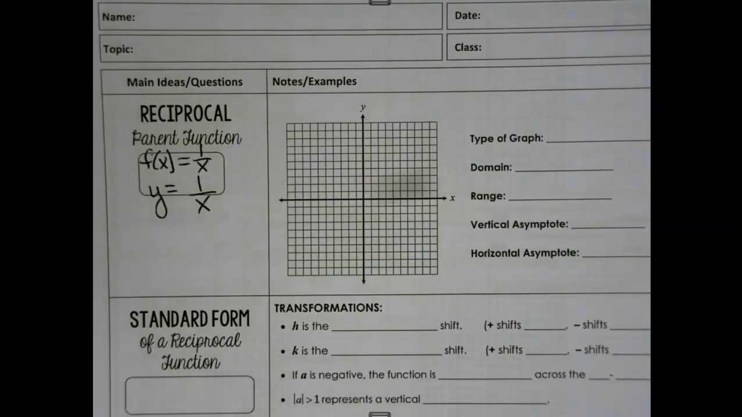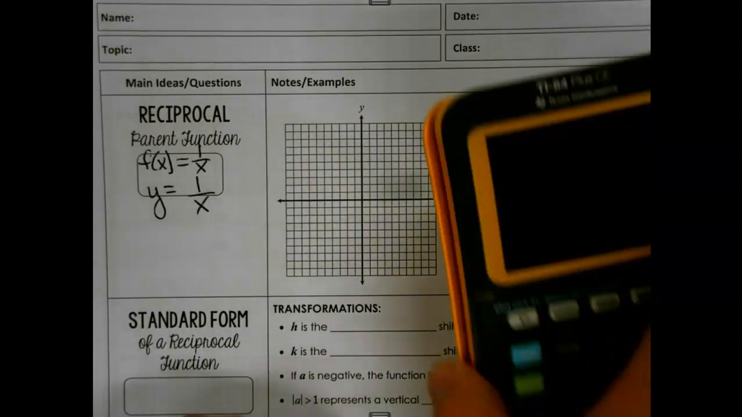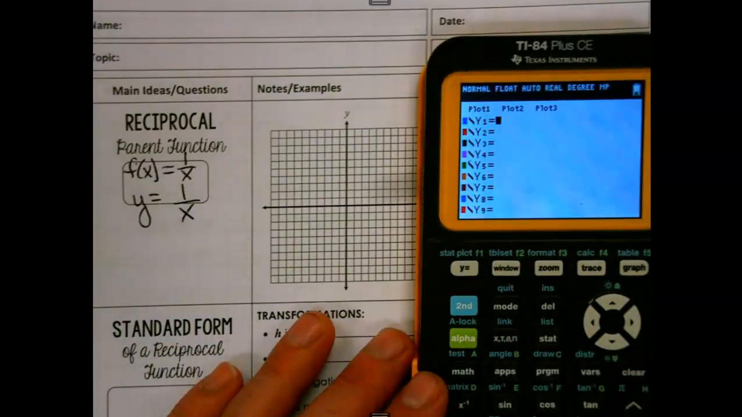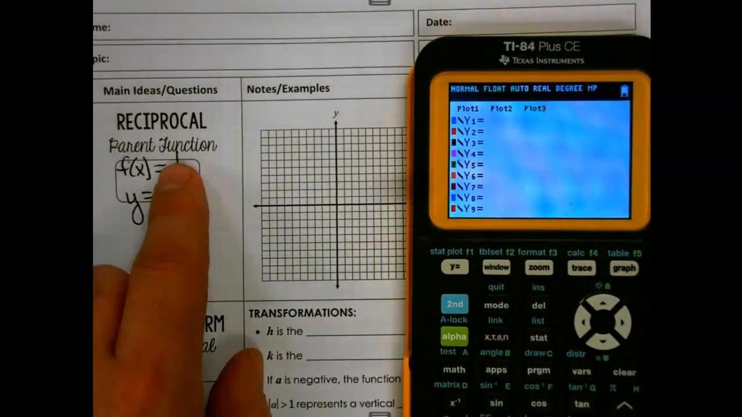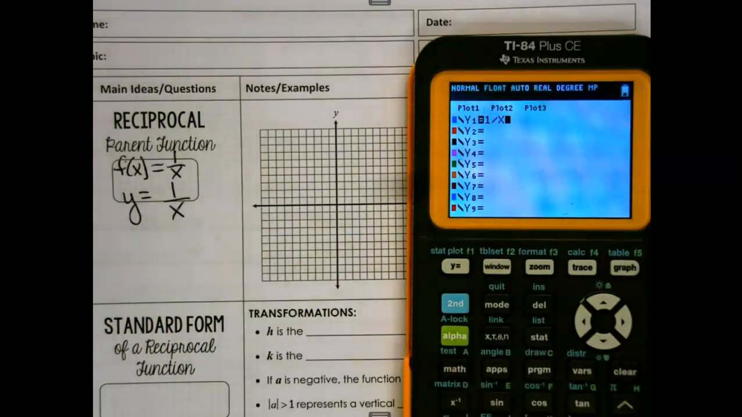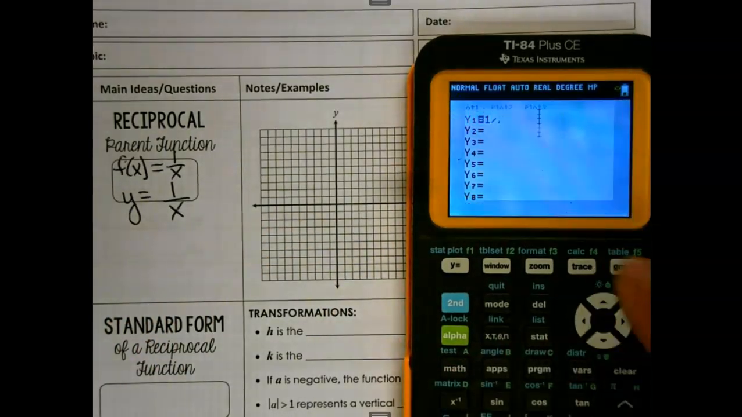So okay, when you see these equations, you might see y equals. You might see f of x. That's function notation. These are functions. So they both mean the same thing. So let's take a peek at what this is going to look like. Since it's got 1 over x, that's what we're typing in y equals 1 divided by x. And graph that thing.